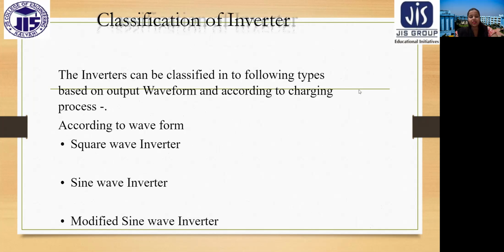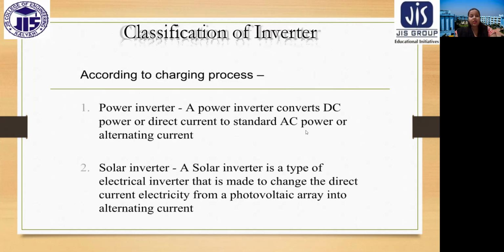Now, classification of inverter. Inverters can be classified into the following types based on the output waveform and according to the charging process. What are the different types of inverters? Square wave inverter, sine wave inverter, and modified sine wave inverter. So these are the different types of inverters. According to the charging process, there are the power inverter and the solar inverter.